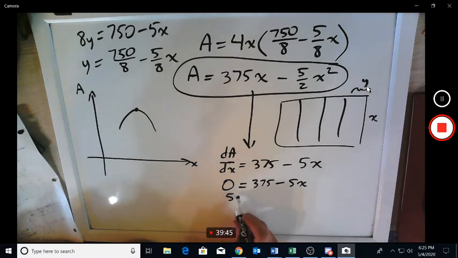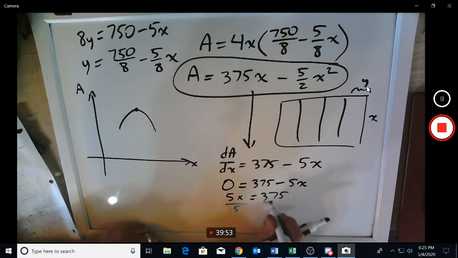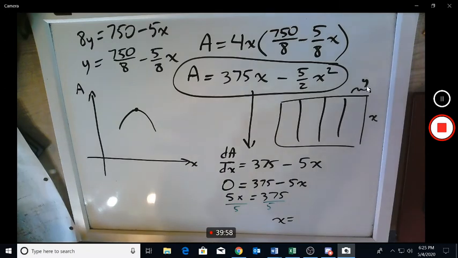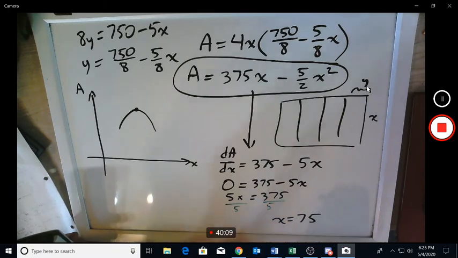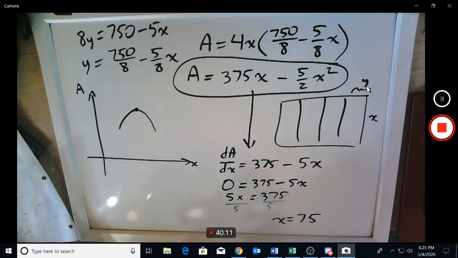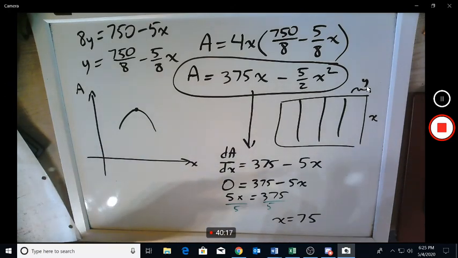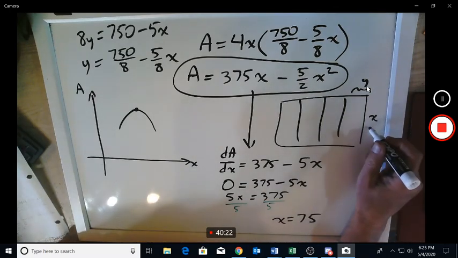We bring the 5 over, divide by 5, x is equal, and then 375 divided by 5 is 75. And remember when I made that chart a little earlier, 70 and 80 had given us the same areas, and halfway in between was 75.